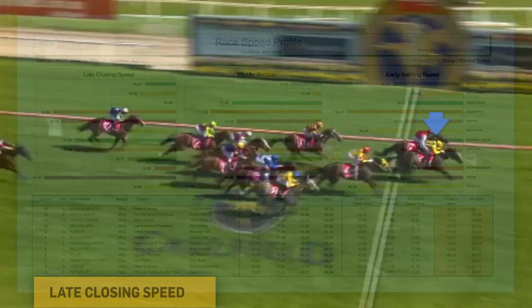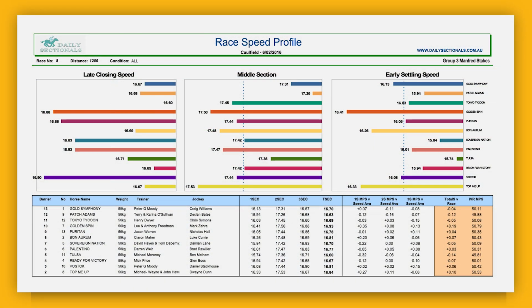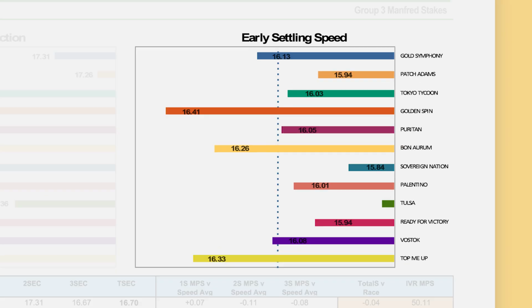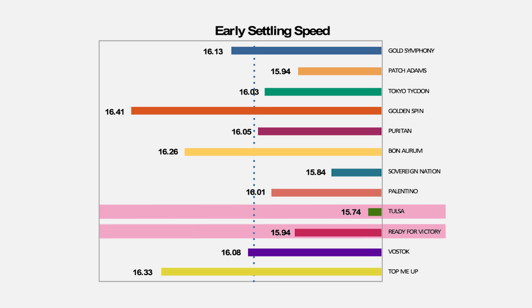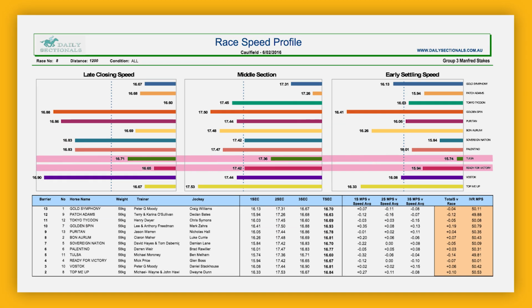When we look at race speed profiles, the beauty of what we're looking at here is we're breaking the race down into 3 sections. Therefore, we've got to focus in those areas. The early settling speed, let's look at that firstly. Who's in the negative there? Tulsa and Ready for Victory are 2 examples here. Very, very slow early speed. When we look at the overall merit of this race, we can see that both these runners are going to have to exert a lot of energy to stay in touch.